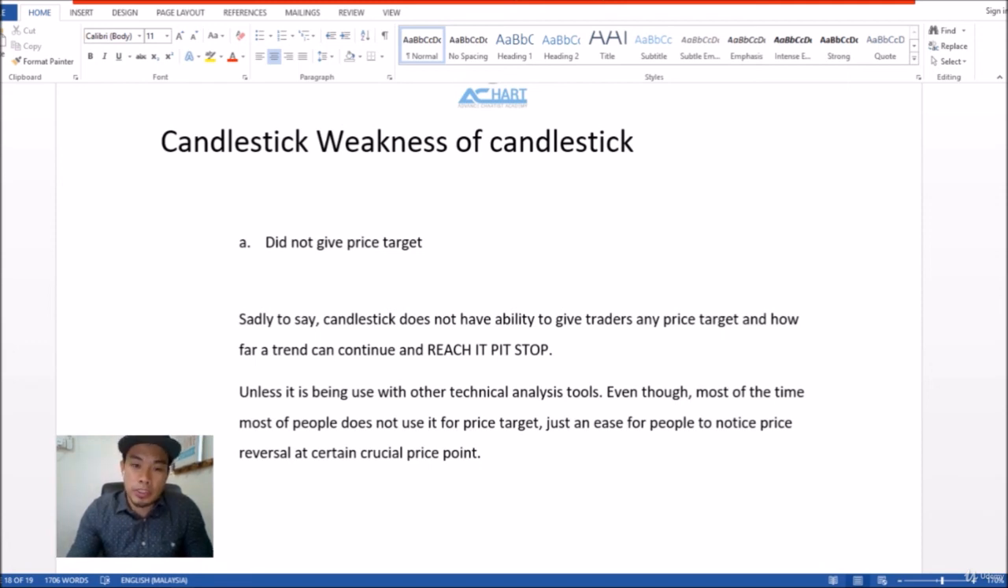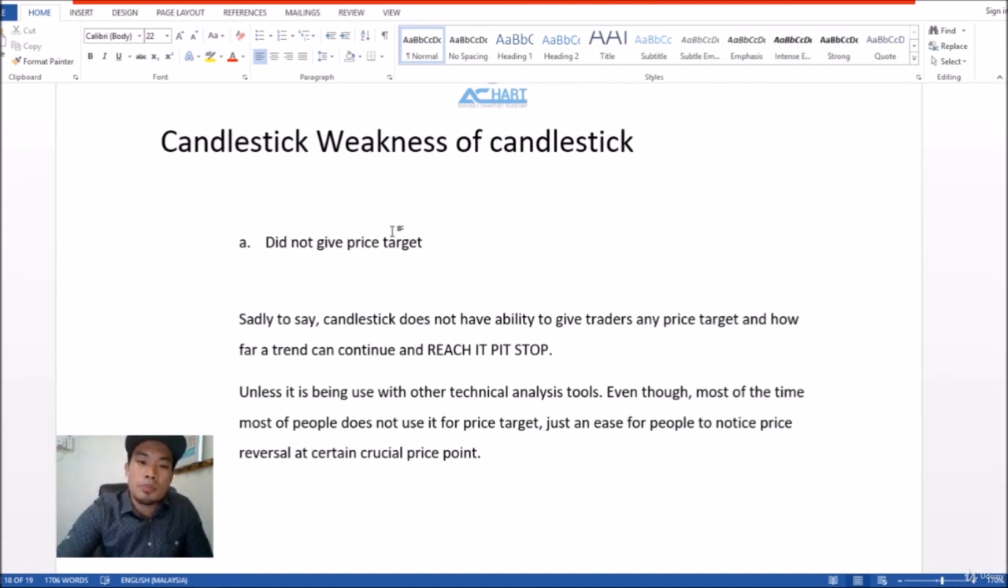For example, Fibonacci. Fibonacci has been proven to be really effective and really reliable in analyzing profit targets. You will learn about Fibonacci in the Fibonacci topic in this course. Candlestick does not give you a price target. A price reversal signal is actually an unreliable method, because you can't say whether the bigger, stronger trend is going to be upward or downward.